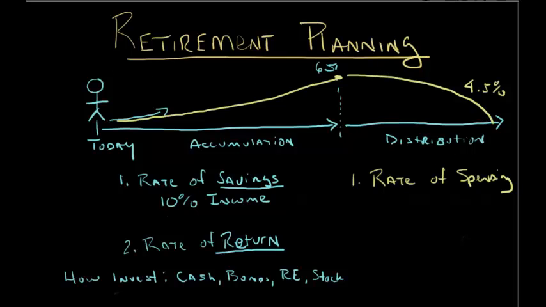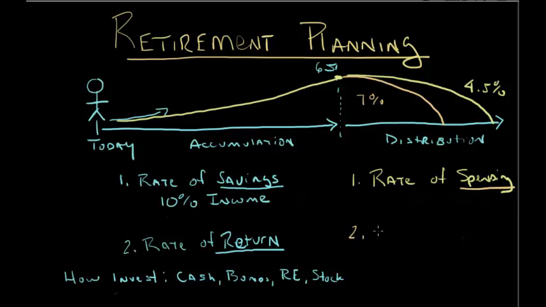Well, what if we said, well, geez, I actually need more than 4.5%. I need 7%. And now you might get a graph that looks like this. Because you're spending more of the money that's inside of your account, and because you're spending more of it, it's going to deplete in a faster manner. So rate of spending is very important.